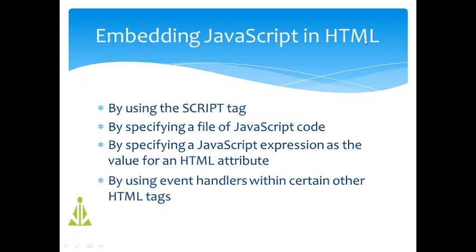Script tag, and HTML will work on tags only, as you know. In HTML we can build the website with tags only. By specifying a file of JavaScript code, the file extension will be .js. So we need to specify what kind of file it is. Like, as you remember, for HTML we give the file name and we give the .html.